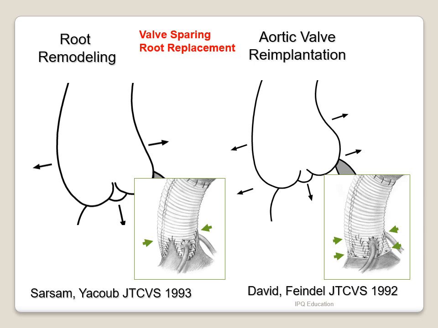The Yacoub operation is a form of interposition graft where the proximal part of the graft is scalloped appropriately and the coronary ostia are reanastomosed to it, while the David operation involves elevating the aortic valve inside the straight graft and fixing it appropriately, followed by reanastomosis of the coronary ostia.